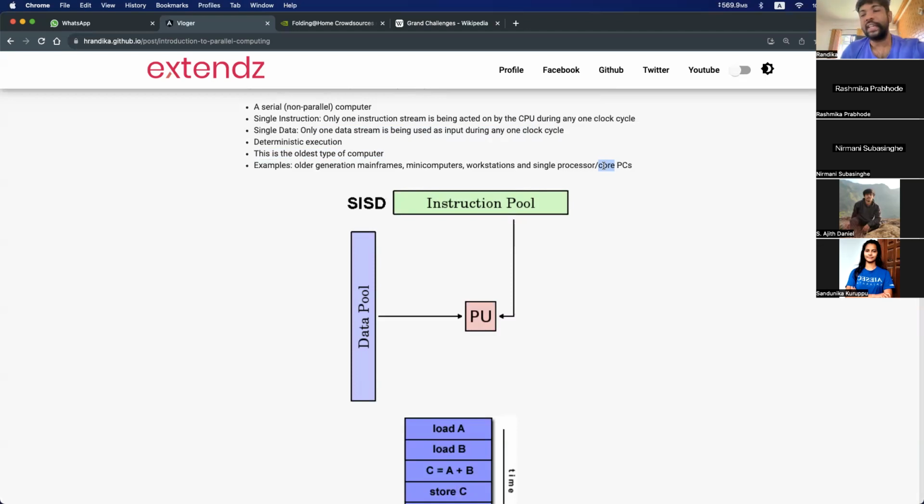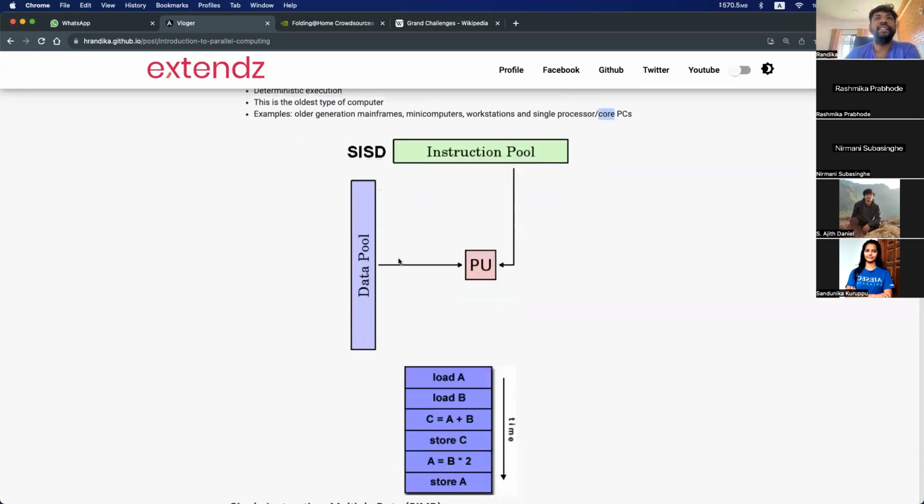And if you guys can remember the chip that I showed you earlier, this one, we call this ESP32. ESP32. This one is something similar to SISD. Single instruction, single data source.